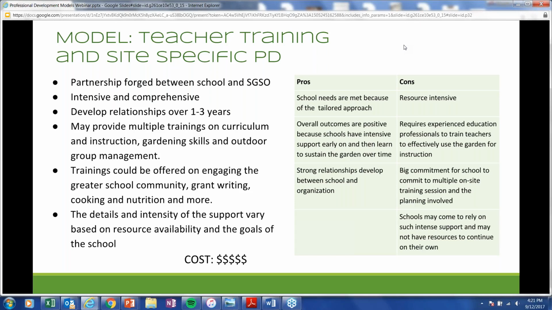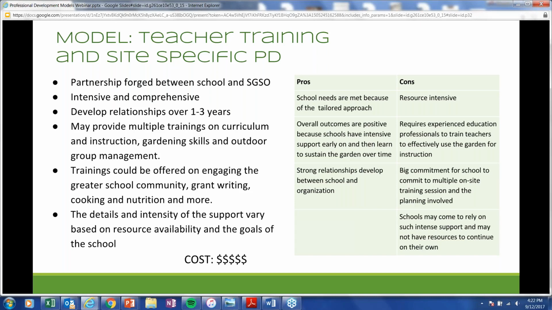Biggest con here: resource intensive. If you're a SGSO, a school garden support organization, those resources are likely staff, having staff to be there and do all of these things. You also need really experienced education professionals, people who are able to look at the standards, look at what is being taught in curriculum, and align it to the outdoor classroom, to those garden spaces. Without that, we tend to lose some of the teacher buy-in. You also need that big commitment from the school. If you don't have that commitment, unfortunately, it may not go as well.